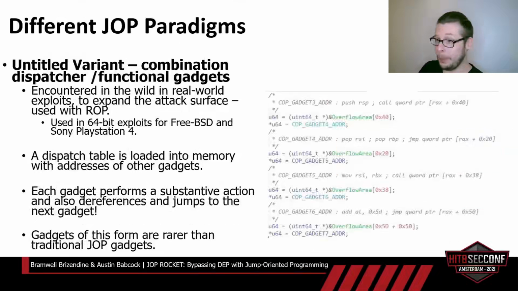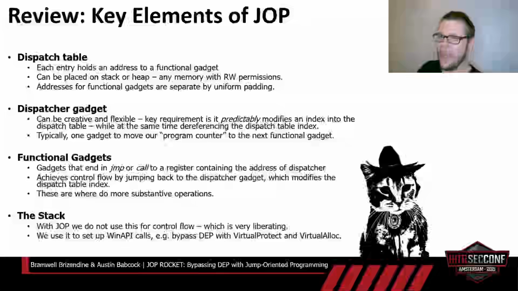Another approach that I came upon recently, used in some exploits for the Sony PlayStation 4 and FreeBSD, is this variant approach. There's no title name for it, but basically it's a combination dispatcher functional gadget, and it does the dereferencing and the substantive actions simultaneously. So in this case, RAX points to the dispatcher table and we can access different indexes within it. So let's review some key elements. You'll hear a lot about these later on throughout the presentation.